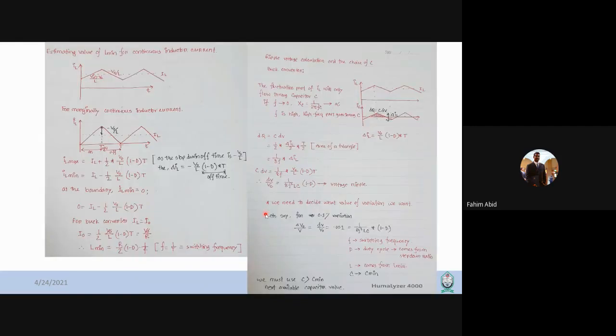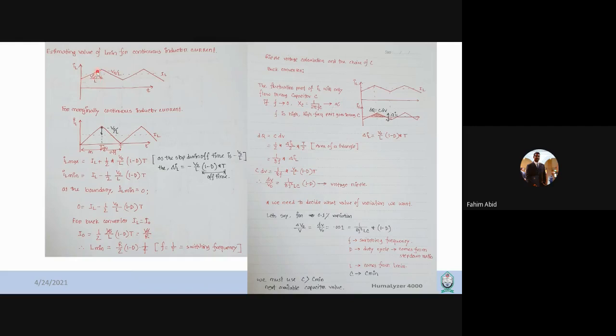So the next thing is what should be the value of L, or the minimum value of L that is needed for continuous current operation in the inductor. By continuous current operation, what I mean here is basically that the inductor current is going up and down like this, and as you can see, the slope of the inductor current depends on the L value.